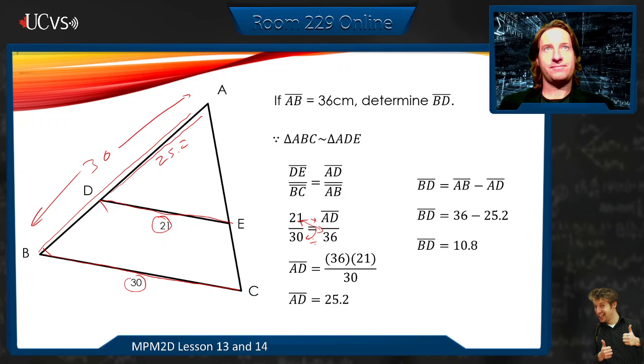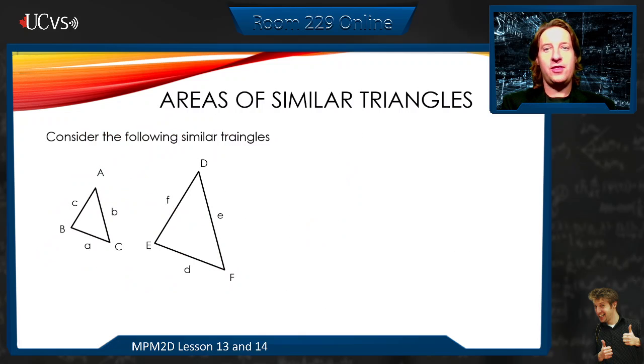Okay? So there, we were able to prove that they're similar. Then we were able to use that similarity to come up with a proportionality statement right here, because we know that the side lengths are proportional, and then it was just a matter of algebra to solve it. Okay? Now, there is another rule about similar triangles.